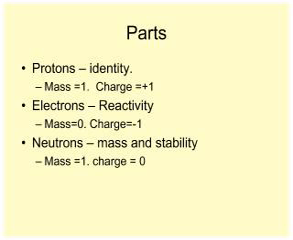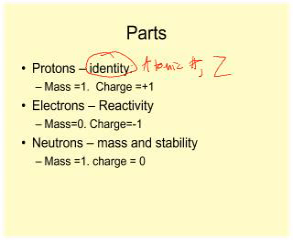Parts. If you don't know this, shame on you. Protons. The mass is 1, the charge is positive 1. Protons determine the identity. The number of protons is also often called the atomic number. It's also frequently called Z.